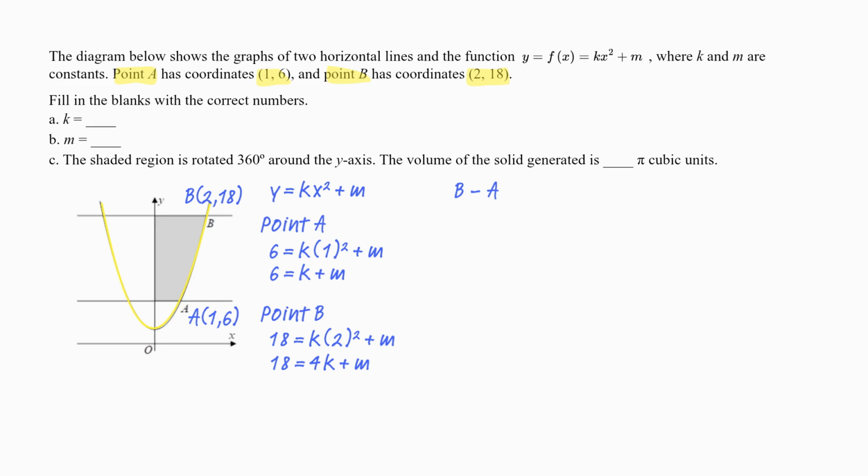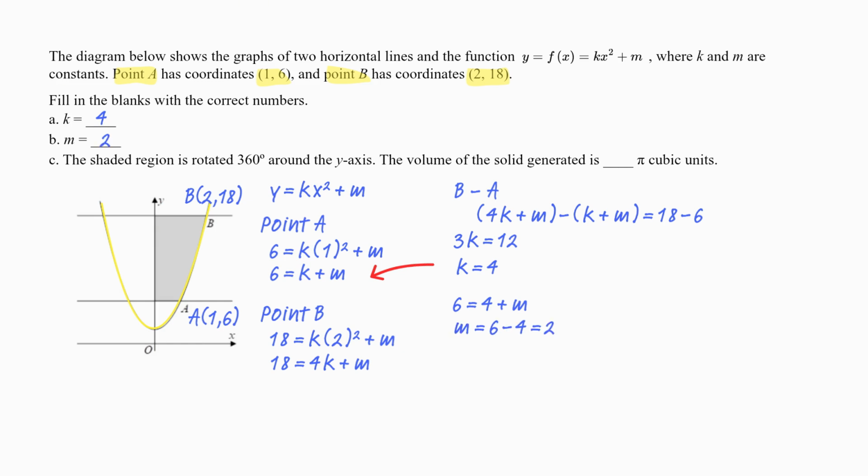Now, subtract the first equation from the second to cancel out m. 4k + m minus the quantity (k + m) = 18 - 6. Therefore, k = 4. Now plug the value of k back into the first equation we found from point A. 6 = 4 + m, so m = 2. Our function is y = 4x² + 2.